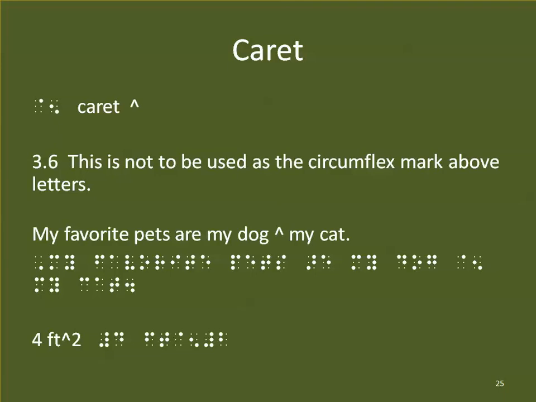Sometimes in lieu of superscripts, we will use a caret to indicate that something is in superscript position. So if we have 4 squared feet, and the 2 is not in superscript position, we'll show that it's supposed to be in superscript position with a caret. And so again, we would braille exactly what we see in Braille. Notice that that numeric indicator does need to be there.